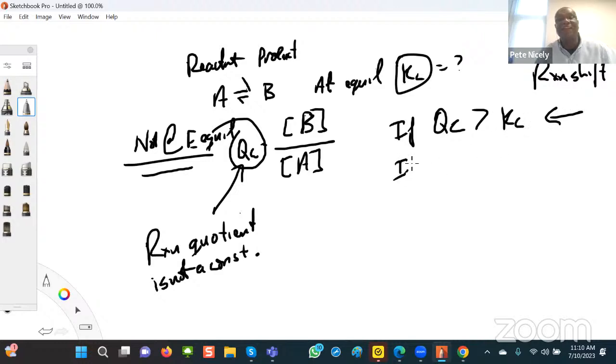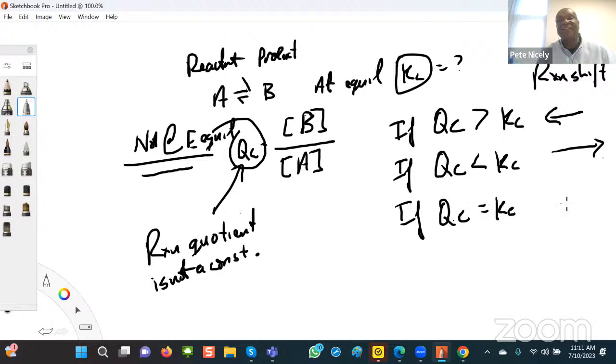If Qc is less than Kc, then the reaction shift would be to the right, towards the product. And finally, if Qc is equal to Kc, then the reaction system would be at equilibrium.